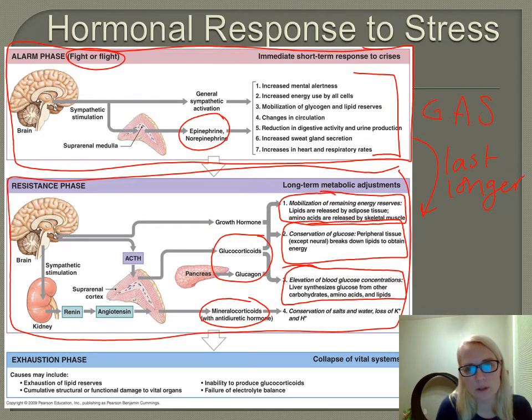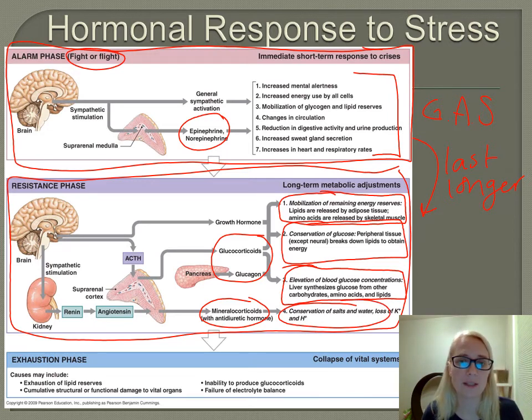So let's try to store some glucose, but we still need some glucose. Let's use our fats so we can store some of our glucose, but we can release some of our glucose. It's kind of like a battle between storing glucose and using glucose because we need glucose to survive, but if we have fats, we can use those as well. And then mineralocorticoids are conserving water and salts, and you lose potassium and hydrogen ions because that's just how aldosterone works, right? We hold on to sodium, but we have to kick out potassium. So these things might keep you alive a little bit longer.